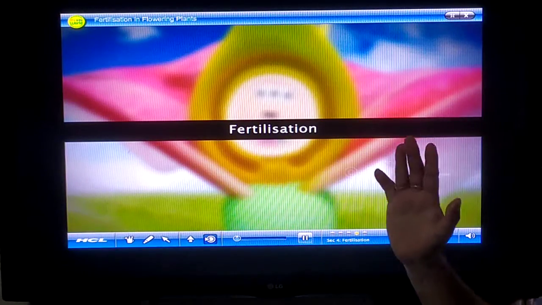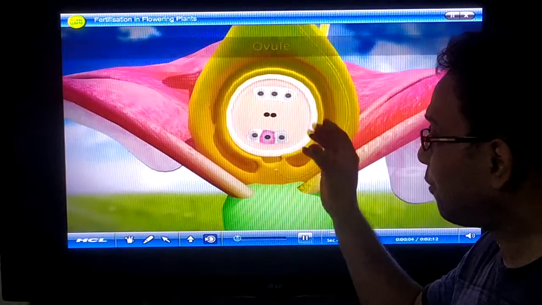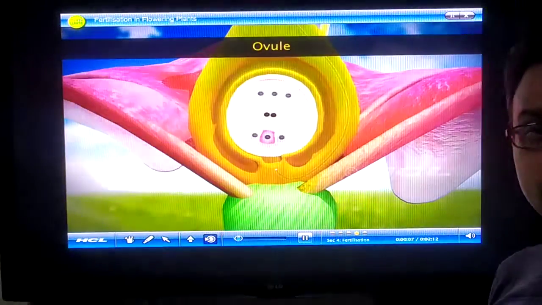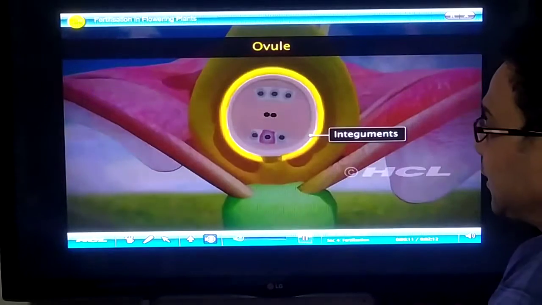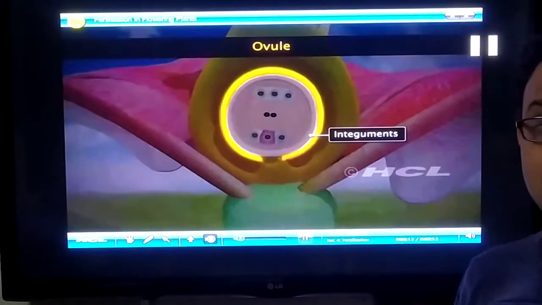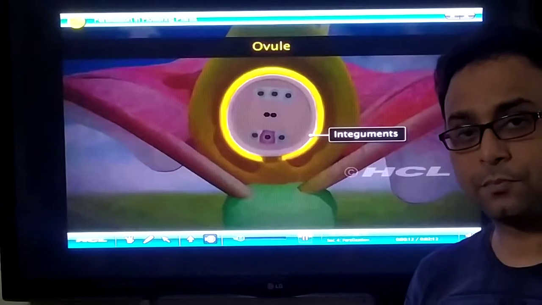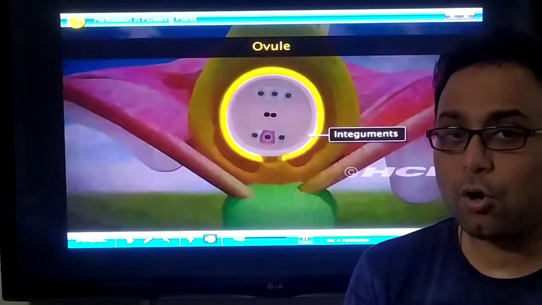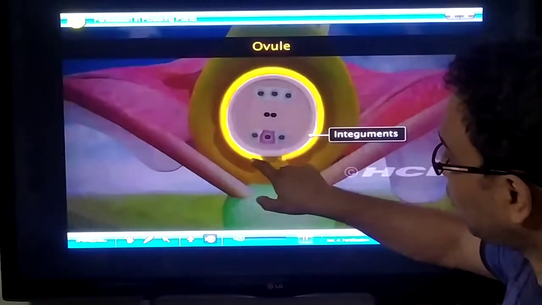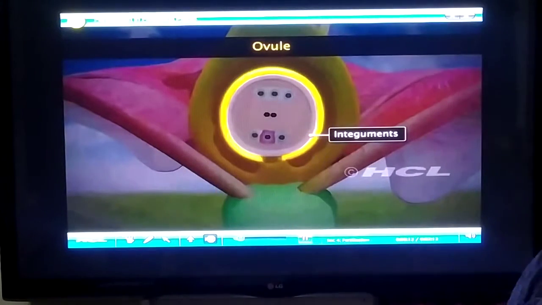Now we discuss the most important event, that is fertilization. We also call it double fertilization. But why? Now we will discuss this. Now we explain the structure of the ovule. The ovule is present inside the ovary, and these ovules are covered by a membrane.